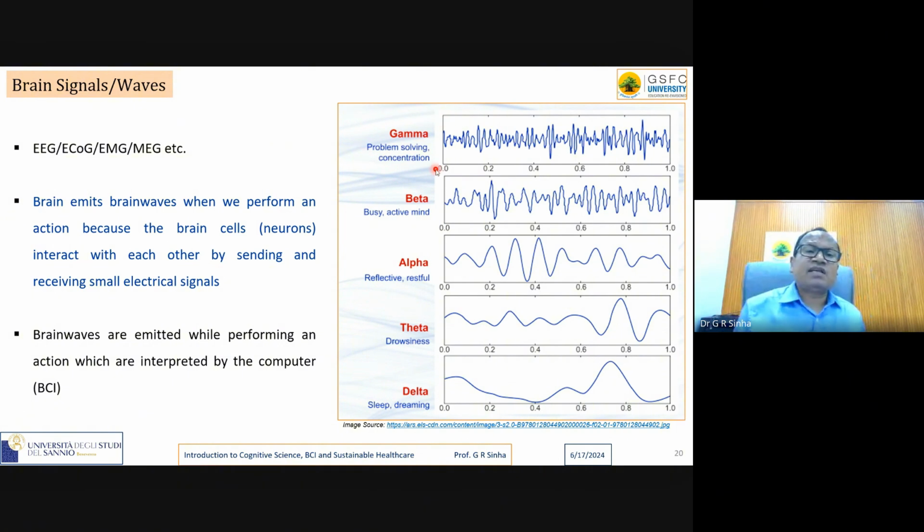Highest frequency is in the gamma wave. Lowest is in the delta. Can anybody explain why lowest is in the delta? This is also associated with certain activity, sleep or dreaming. Remember, when you are dreaming, still you are in sleep state. A lot of activities you are not doing, a lot of functionalities the brain is not performing. So almost you are at rest state.